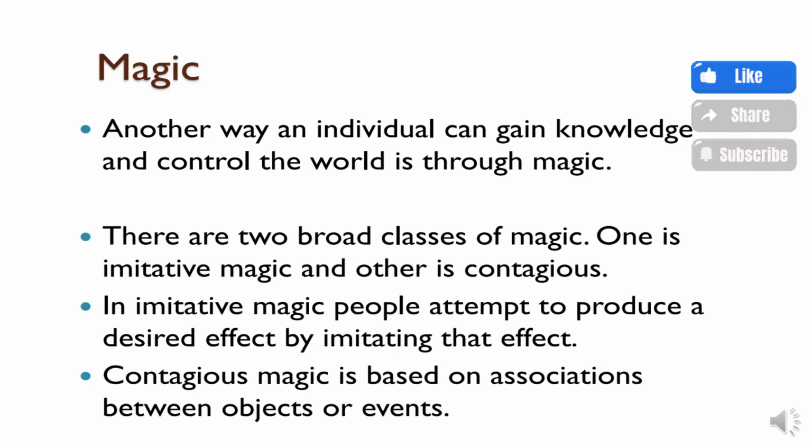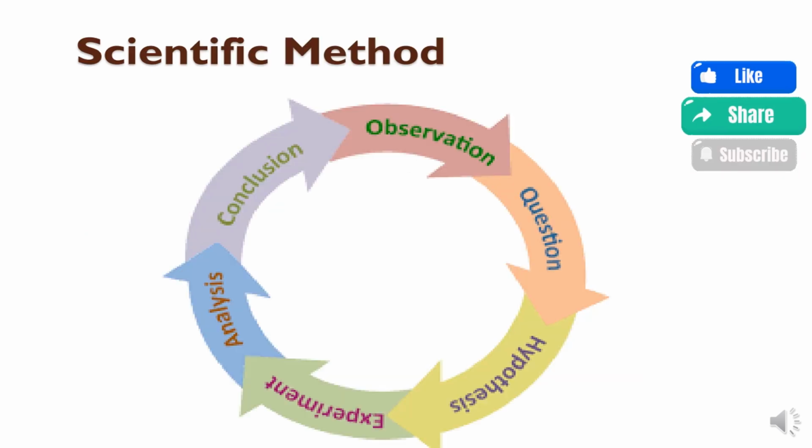Now we will discuss magic. What is magic? This is another way that individuals can gain knowledge and control the world, through magic. There are two broad classes of magic. One is imitative magic and the other is contagious magic. In imitative magic, people attempt to produce a desired effect by imitating that effect. And contagious magic is based on association between objects or events.